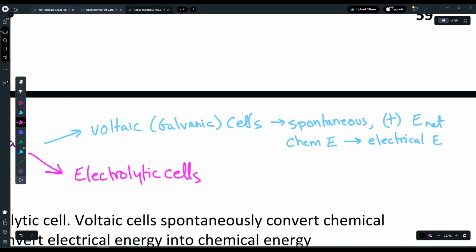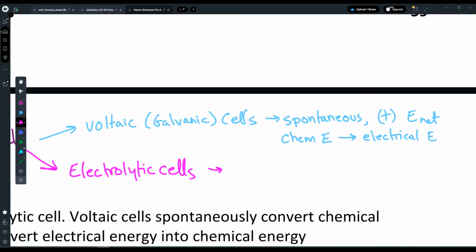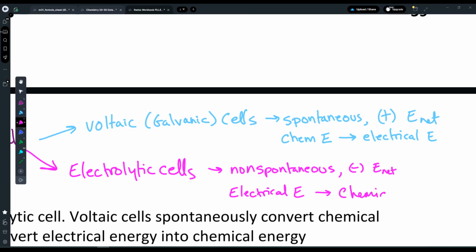For electrolytic cells, it's pretty much the exact opposite. So these use non-spontaneous reactions, which means they'll have a negative electric potential. And what they do is they take electrical energy and turn it into chemical energy. So again, these E's just stand for energy.